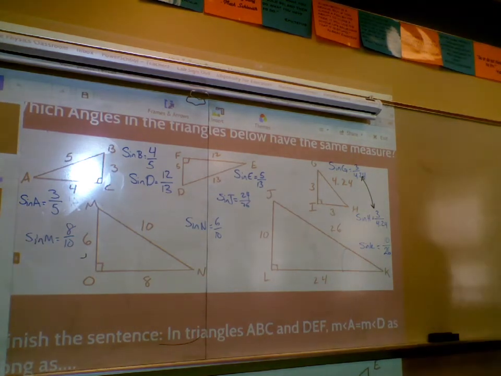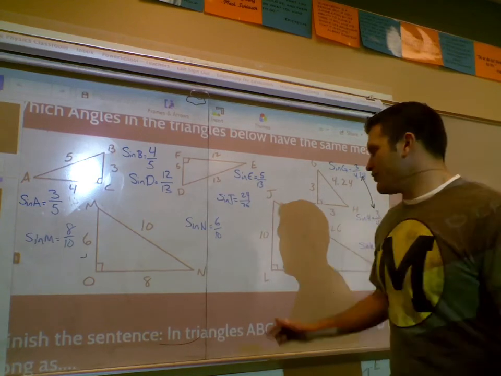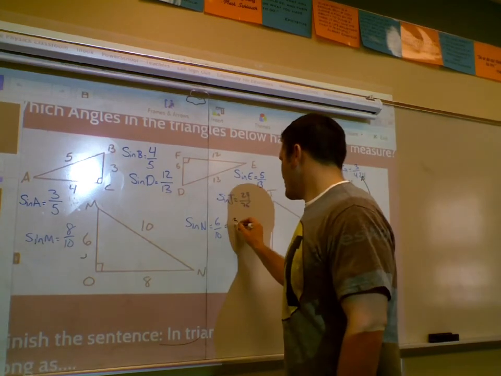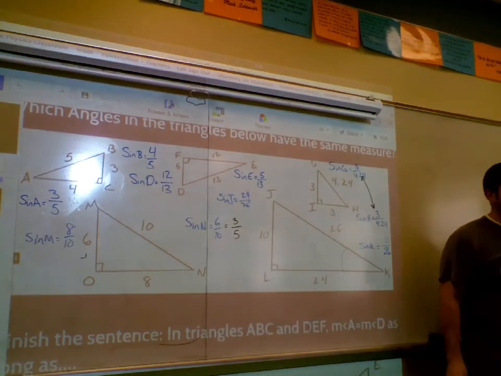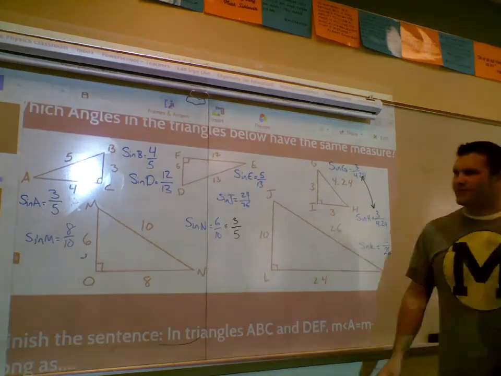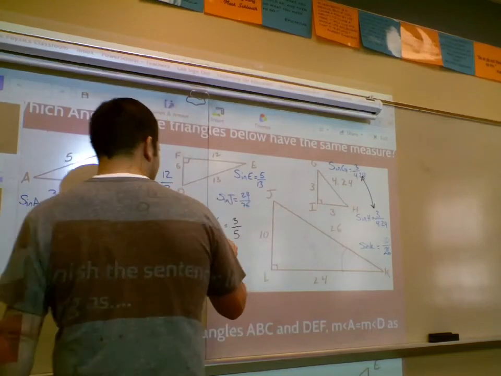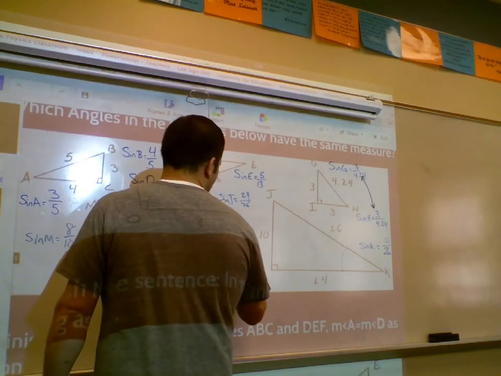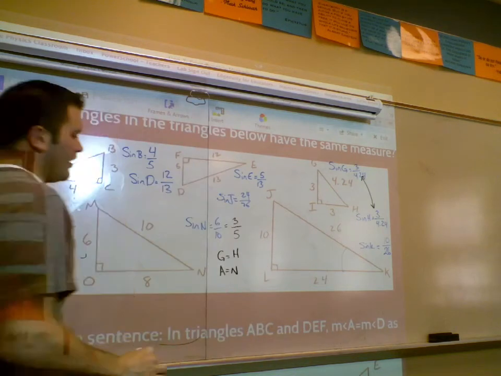Are we supposed to simplify them? You can simplify them. So what does 6 over 10 become then, Jamira? 3 over 5. Interesting. Has 3 over 5 shown up before? Yes, sine A. So which ones are equal? Sine N, sine A. Good. So A equals N. Where can I write these? So we had G equals H. We had A equals N. What else?